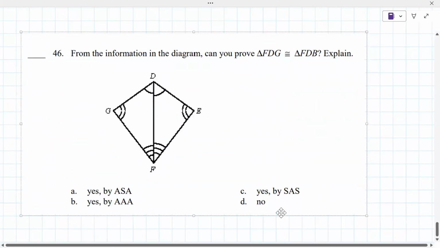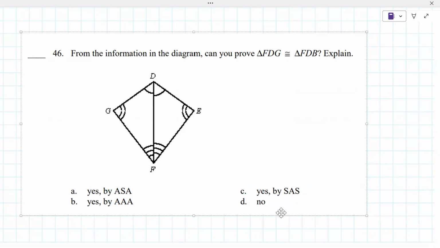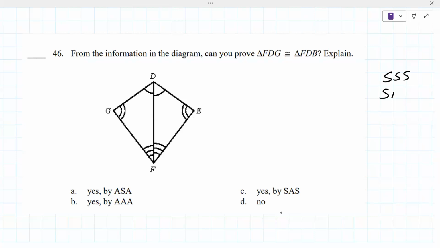All right. You'll get some sort of triangle congruence problem. That should be angle, right? There is no such congruence statement for angle, angle, angle. So the four that you can use are side, side, side, side, angle, side, angle, side, and hypotenuse leg. Okay.